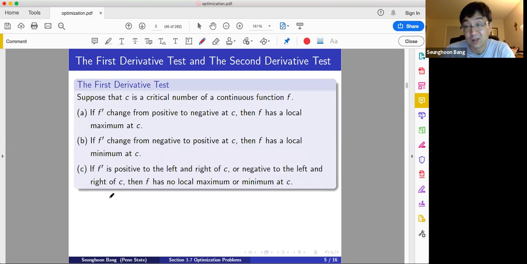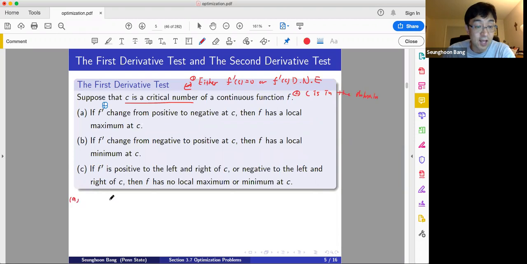So I'm going to write this again. What is a critical number? The definition is: either f prime of c equals 0 or f prime of c does not exist. That is the first condition. The second condition is that c is in the domain.